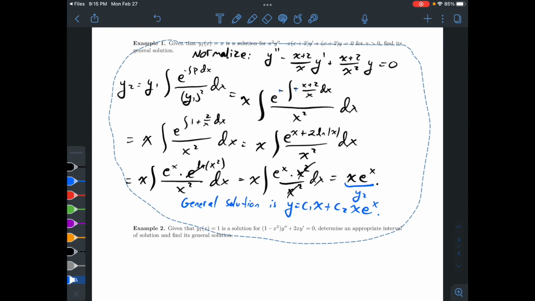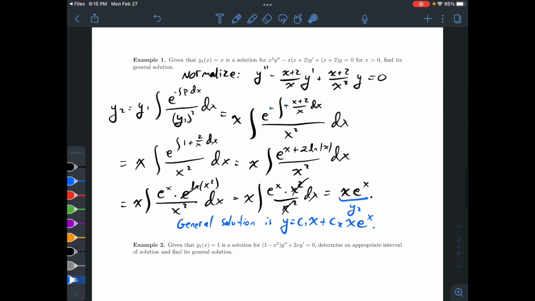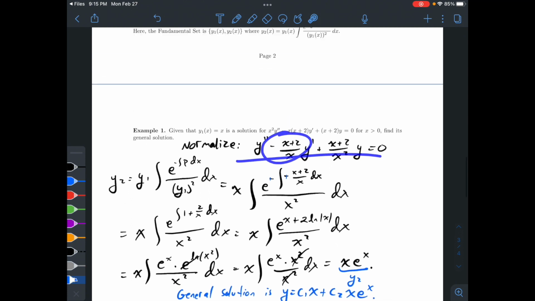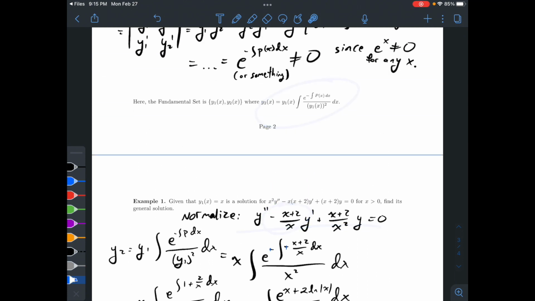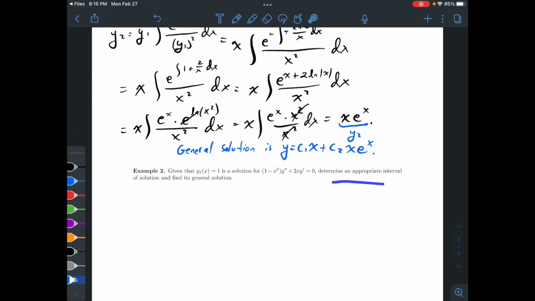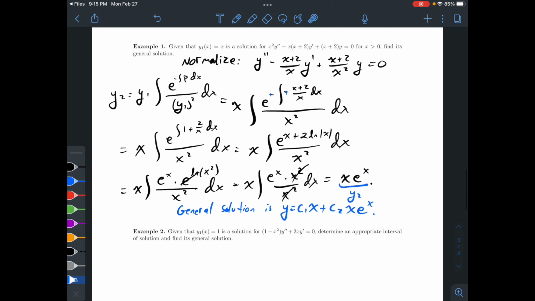Okay, so that's the general process for how you go about solving these types of problems. You normalize it, and then you figure out what's your p of x, and then you just kind of throw it into the formula. Maybe you're asked some extra stuff like what's the general solution, or in here, what's like the interval of solution, yada yada, and then just kind of go from there.